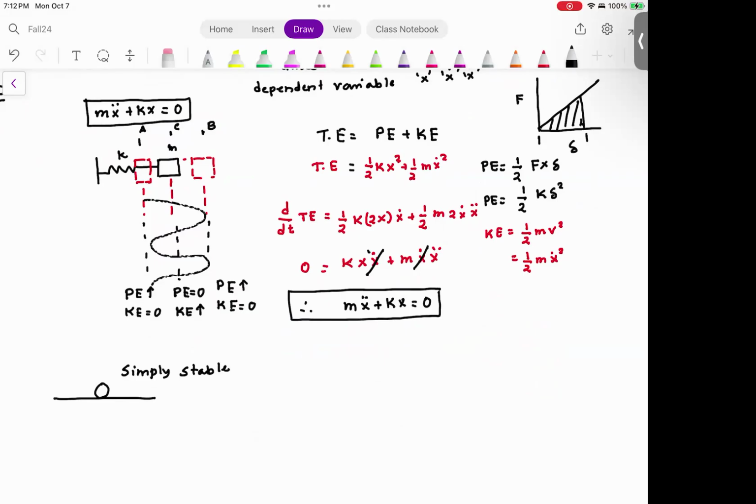Which means I'm going to call this function V. So if V dot is equal to 0, the system is simply stable. If V dot is less than 0, then the system is asymptotically stable. And if your V dot continues to increase, then it's unstable.